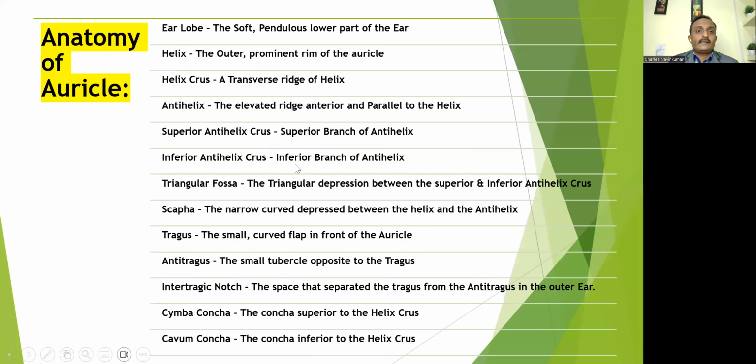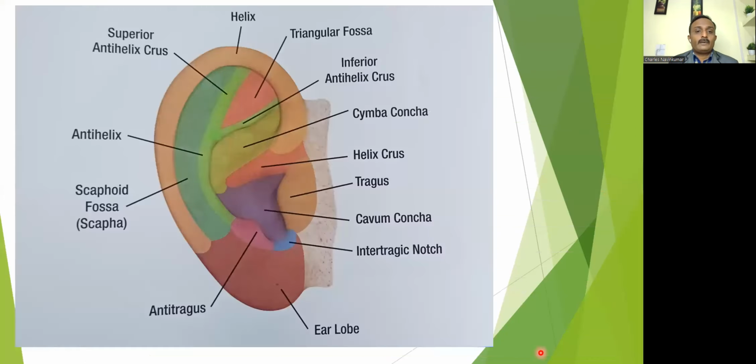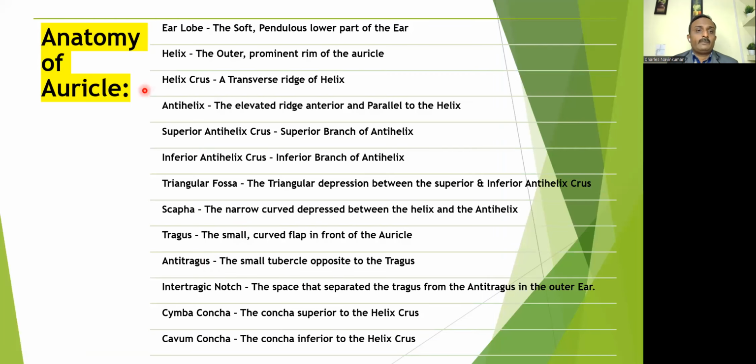The first thing is called the ear lobe. The ear lobe is nothing but the lower part of the ear, which is a very soft portion, which is marked in red color on this picture. This is called the ear lobe. This is the first anatomic part.